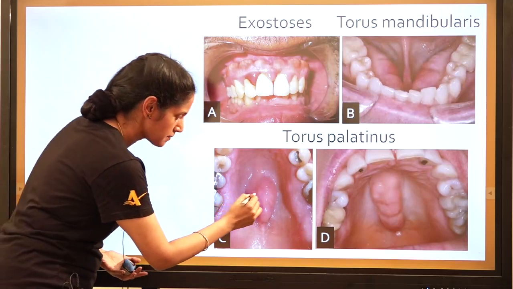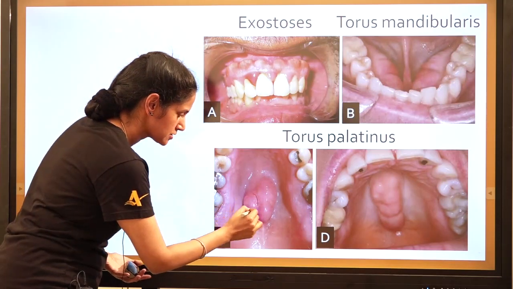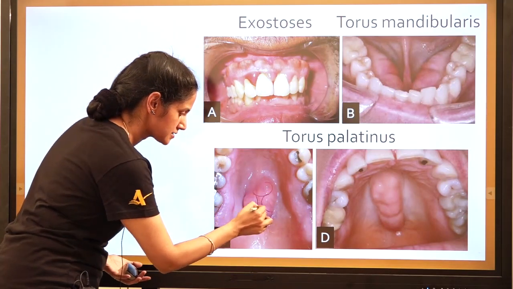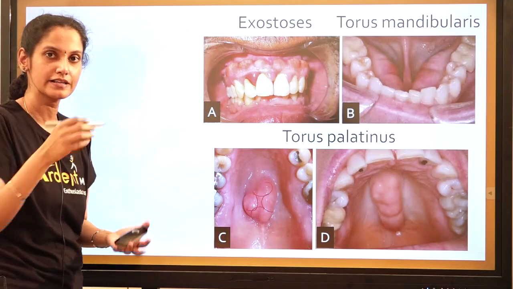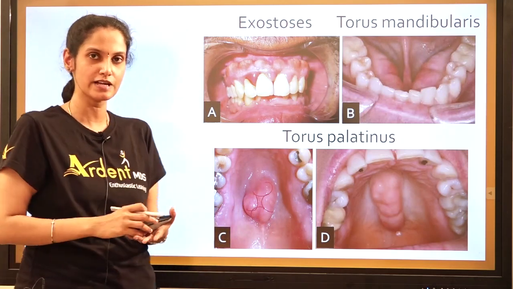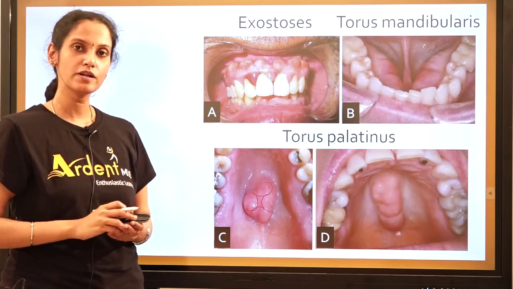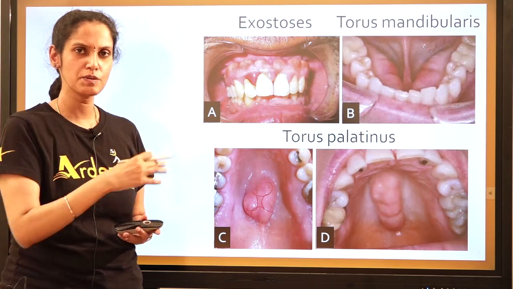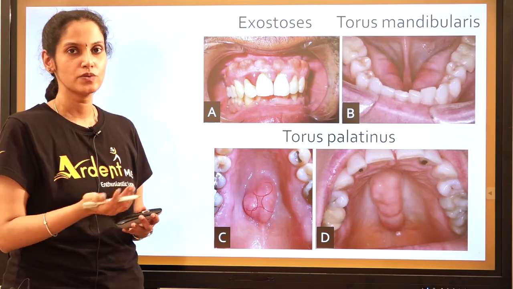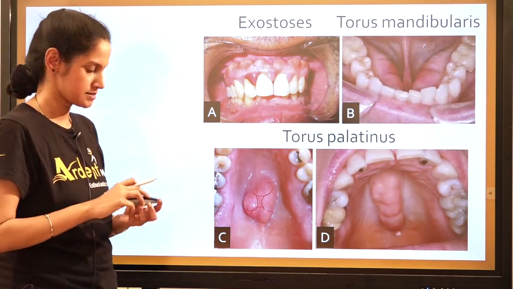Suppose in the same presentation there are many nodules like this, then you call it nodular, and they will fuse together, forming grooves in between. Okay, and lobular is a more lobulated mass, again with a common base.